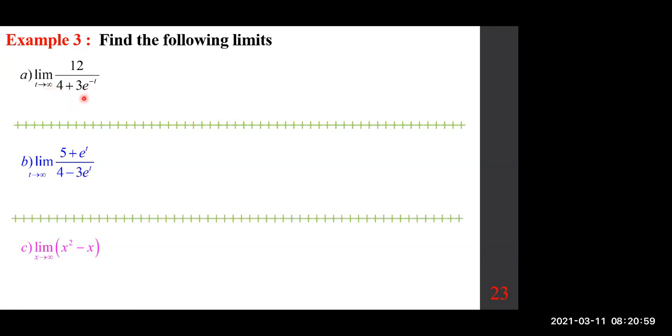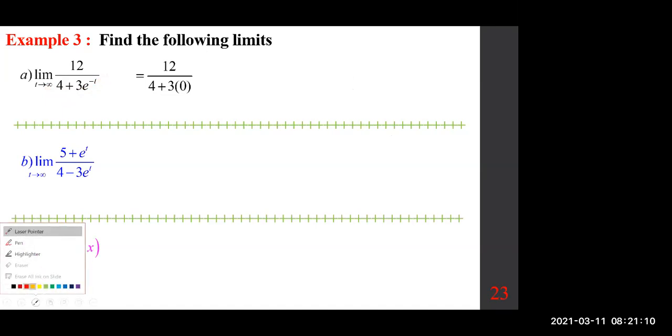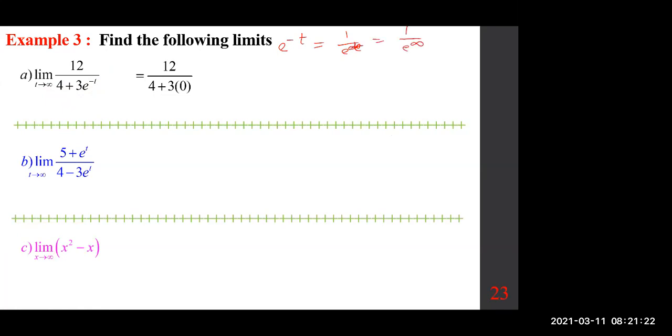Remember, first we plug in. And I hope you realize that this goes to 0. And the reason why, because it's e to the power of negative t. So class, e to the power of negative t is 1 over e to the power of t. And if you replace it with infinity, it's 1 over e to the power of infinity, which is infinity. And 1 over that is 0. That's why. So 12 divided by 4 is 3, and you're done.